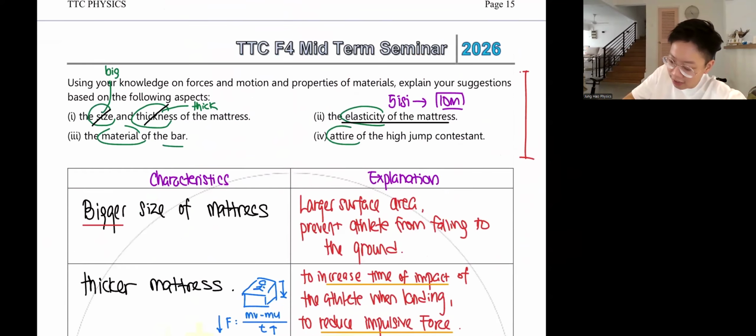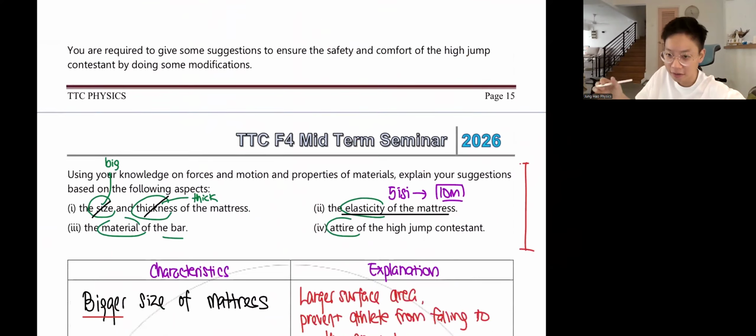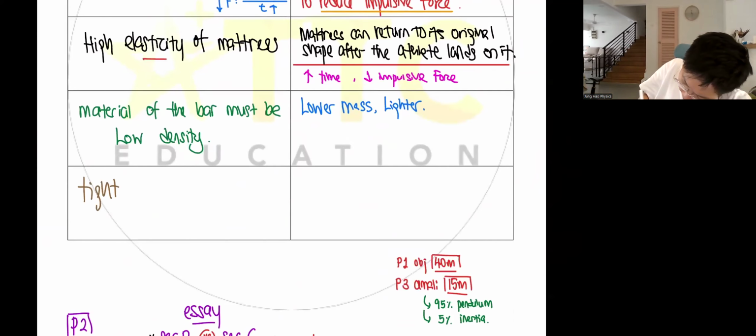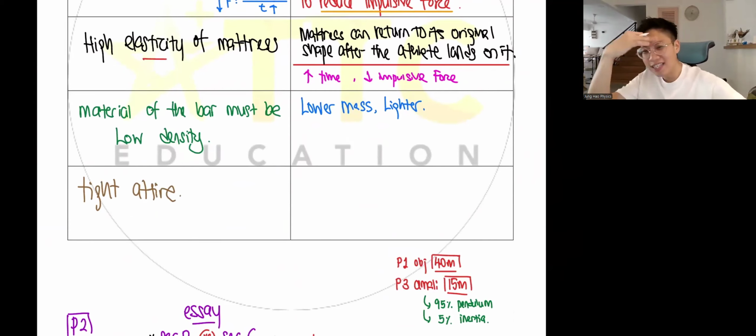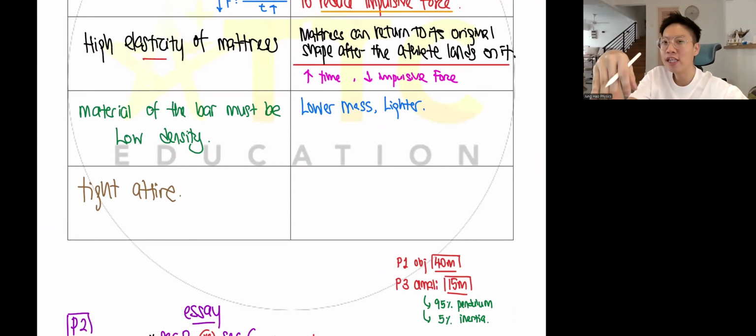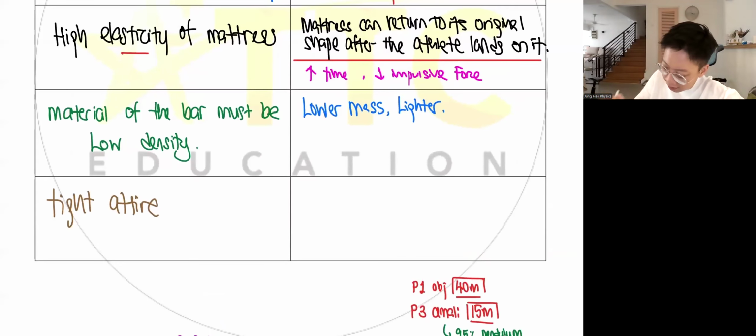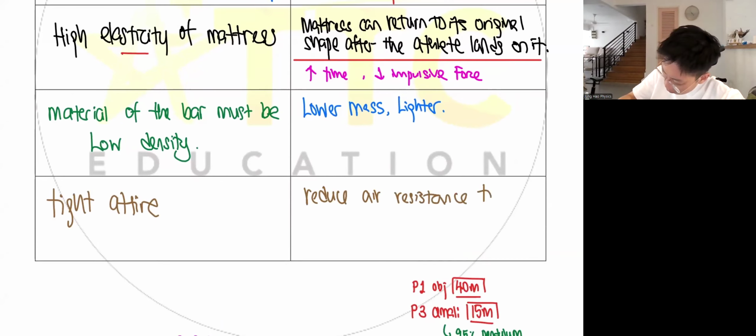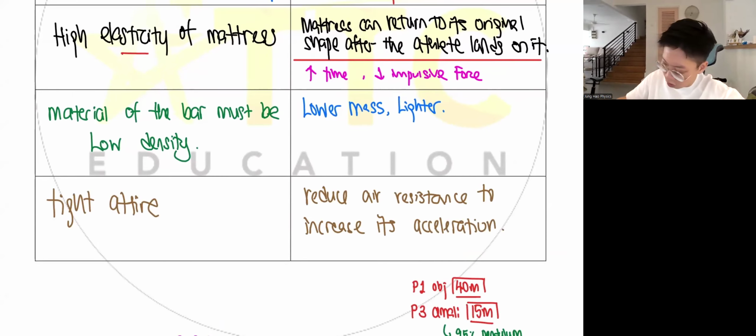Okay, so anybody who runs will know that you have to wear what? Tight attire. So therefore, tight attire. Guys, don't go and write what I see some students write, like must wear sports attire. No lah. He wear the suit. Of course, must be tight attire lah. I mean, you have to describe the attire. So you have to say tight attire to reduce air resistance, to increase its acceleration. So like that, okay, guys.